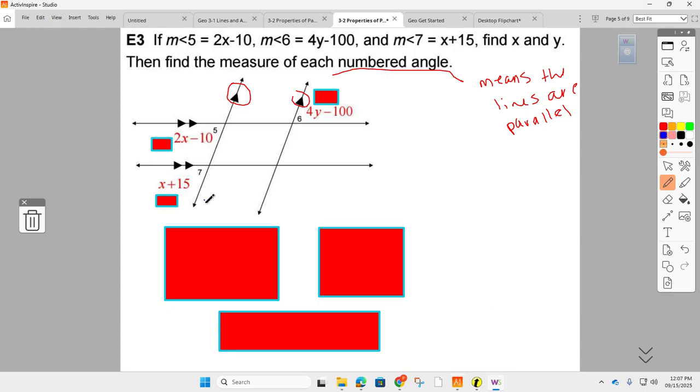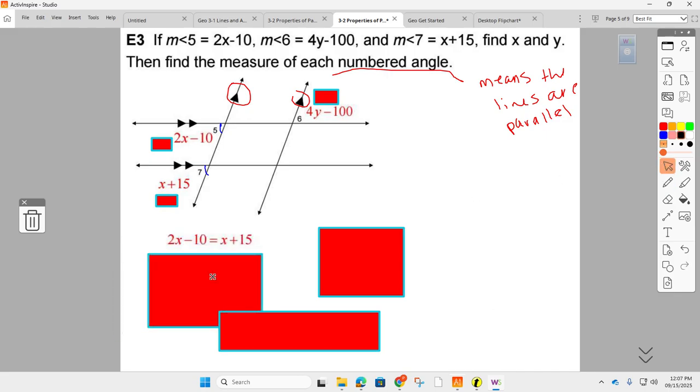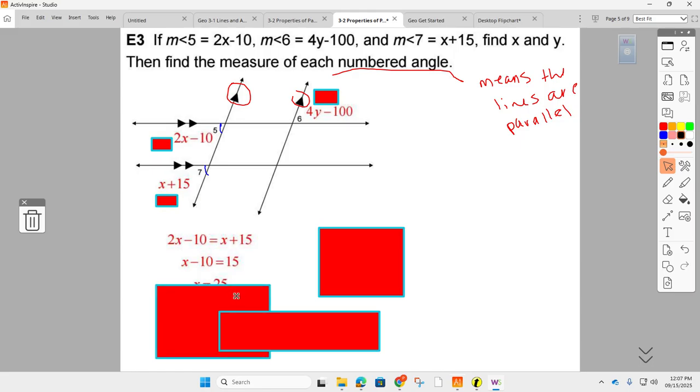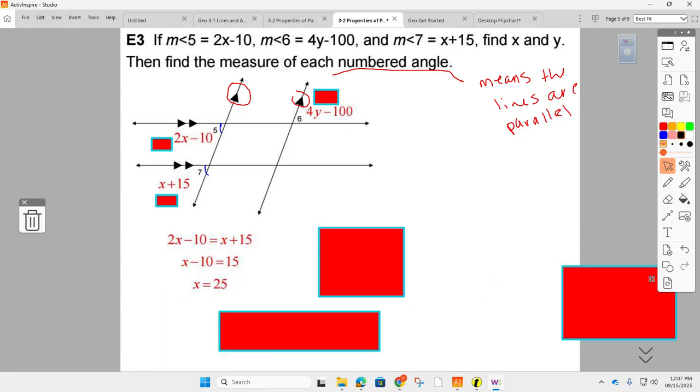Corresponding. What did we learn today about corresponding angles when they're created from two parallel lines? They're congruent. That's right. So now we know that angle 5 is congruent to angle 7, and so we know the measure of their angles are equal. So we can set 2x minus 10 equal to x plus 15. We can subtract x from both sides. We can add 10 to both sides, and now we know that x equals 25.